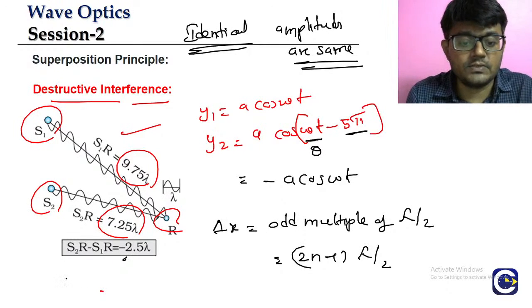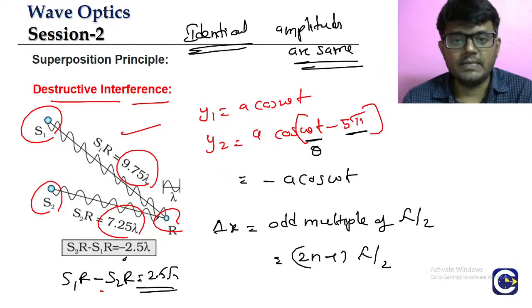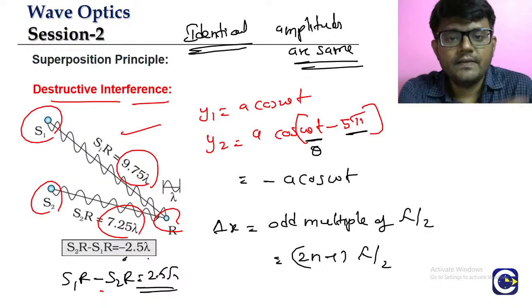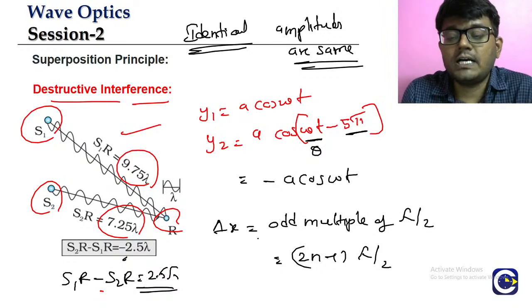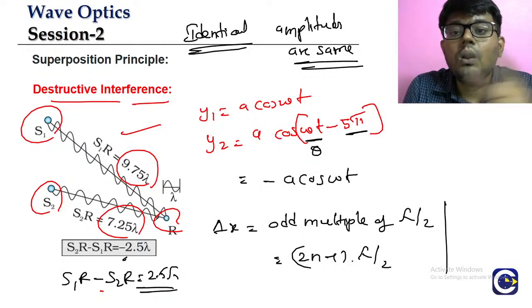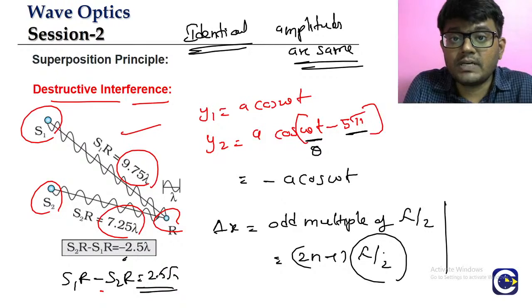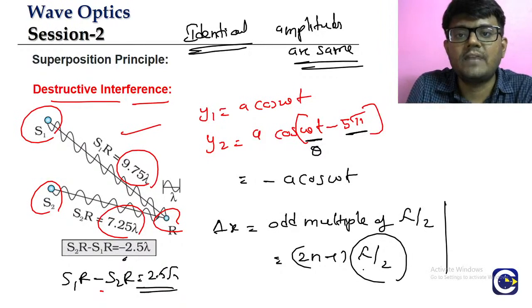In the same place, if I would have written S1R minus S2R, it will be 2.5 lambda. The minus will come depending upon the way we subtract. So the cases where we have the path difference equal to an odd multiple of lambda by 2 are destructive. For constructive, it is an integer multiple of lambda. Here it is an odd multiple of lambda by 2.